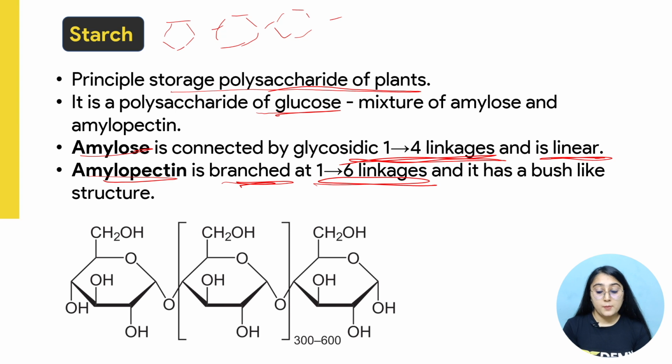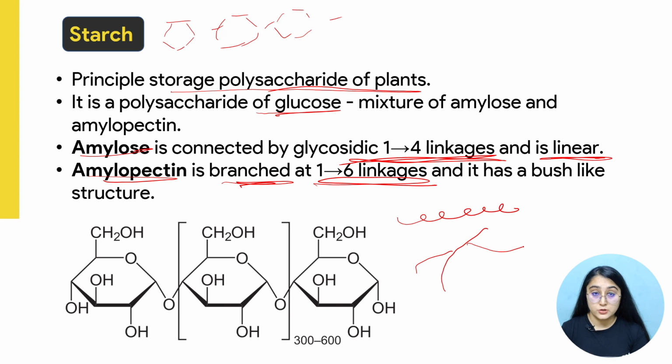So basically, amylose is the linear component of the starch and amylopectin is the branched component of the starch. This linearity is due to the presence of alpha 1,4 linkage and this branching is present due to alpha 1,6 linkage. So if we look at the structure over here, it becomes even more clear.